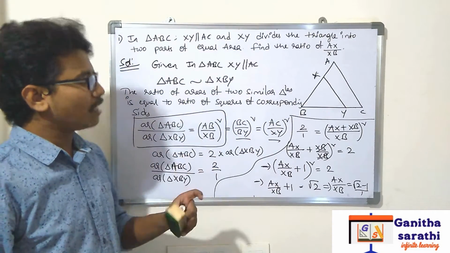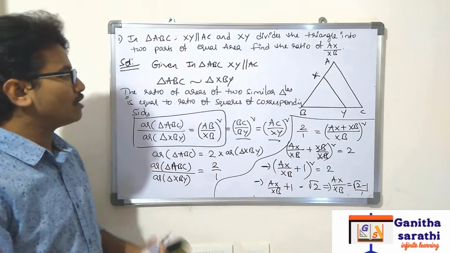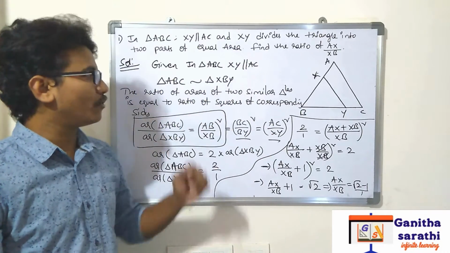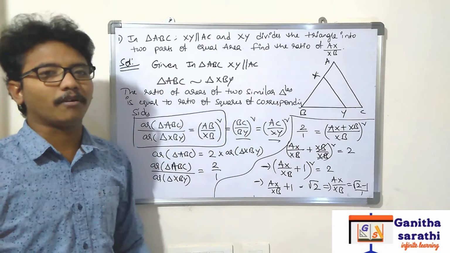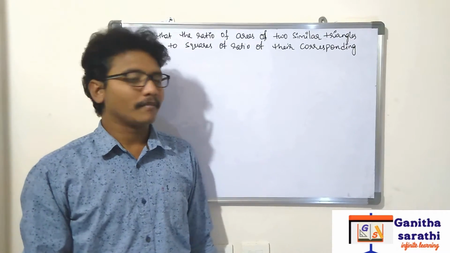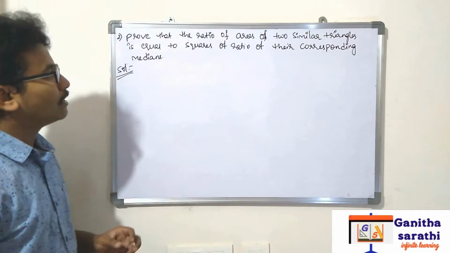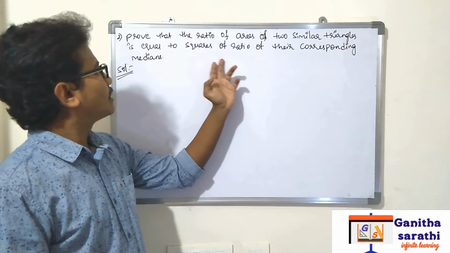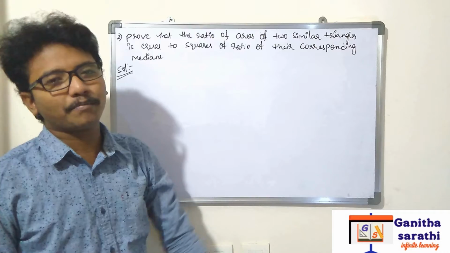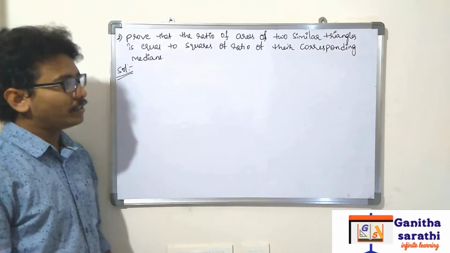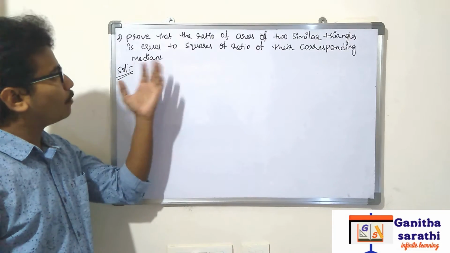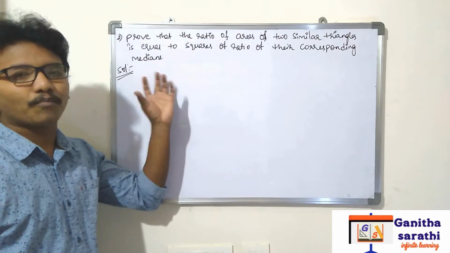Understood? So this is the kind of problem where we will use the ratio of areas of two similar triangles theorem. Okay, now let us move on to next problem. Now see the problem. Prove that the ratio of areas of two similar triangles is equal to squares of ratios of the corresponding medians. So we have the theorem of corresponding sides, right? So what he is asking now, we have to prove that it is equal to ratio of corresponding medians.